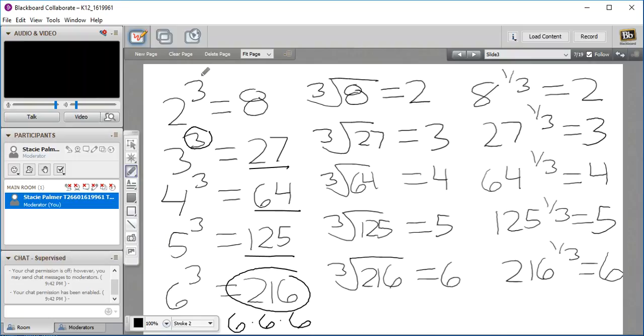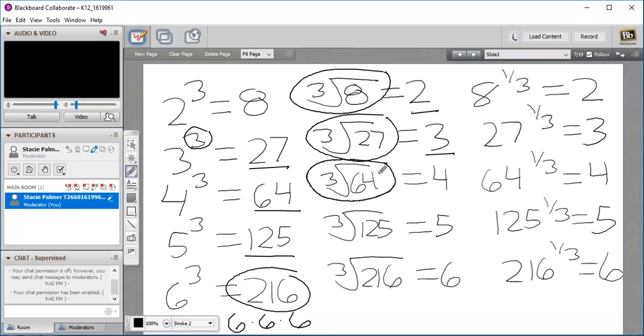Now, the opposite of cubing, or raising to the third power, is taking the cube root. So we can see here that the cube root of 8 is 2. The cube root of 27 is 3. So when we're taking a cube root, we're trying to figure out what do we multiply by itself 3 times to get to this? And that answer would be 4.